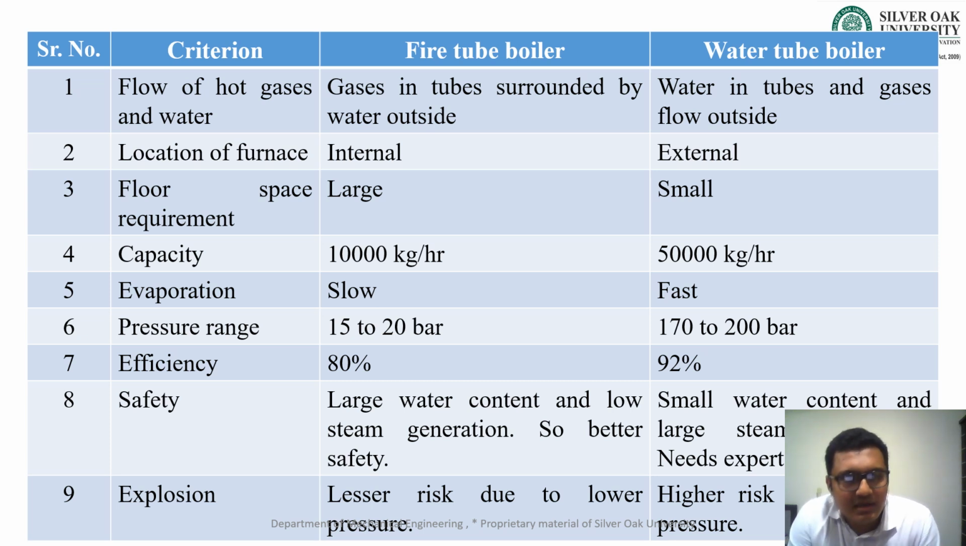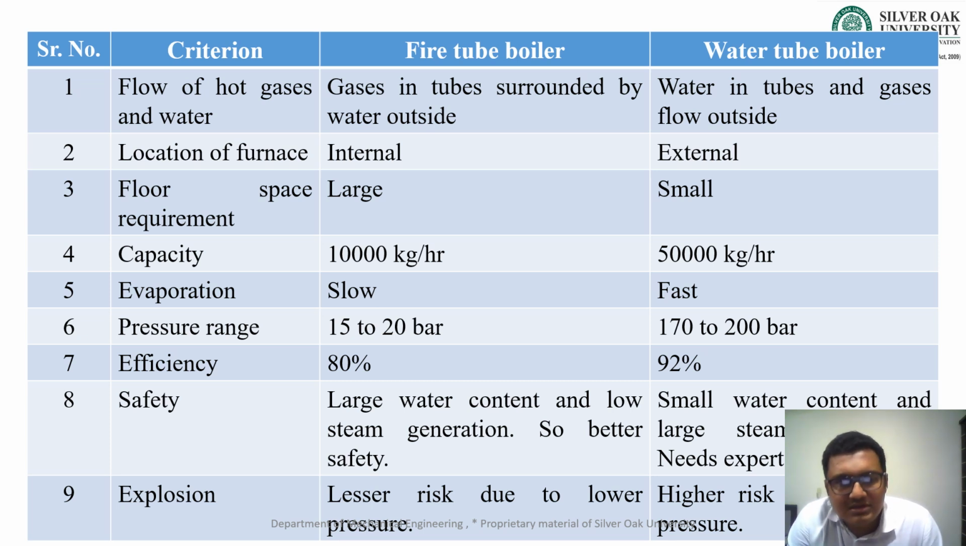Third criteria is the floor space area requirement. For the fire tube boiler, we require a larger space area, and for the water tube boiler, we require a smaller space area compared to the fire tube boiler. Fourth one is the capacity. We have a higher capacity in the water tube boiler compared to the fire tube boiler. In a water tube boiler, we can consider 50,000 kg per hour steam generation, and for the fire tube boiler it is 10,000 kg per hour steam generation.